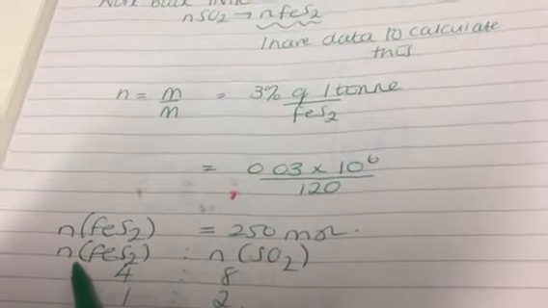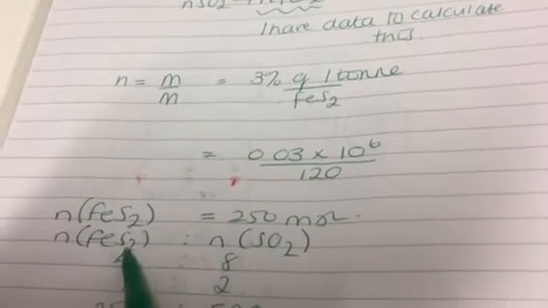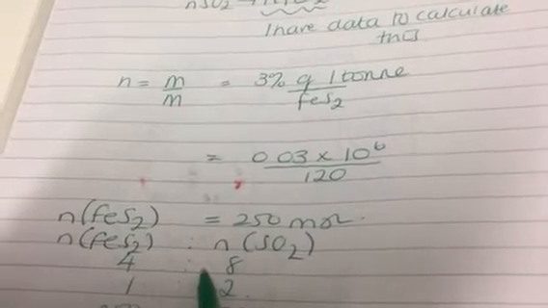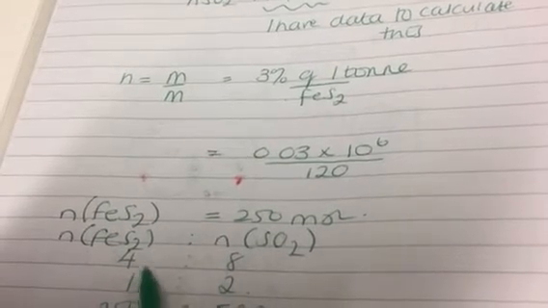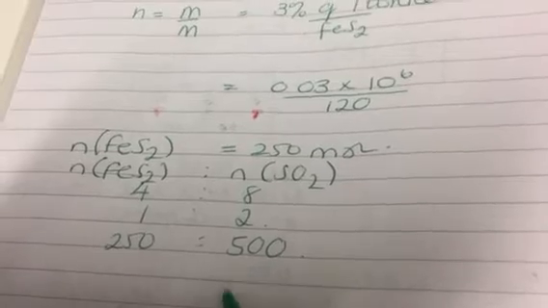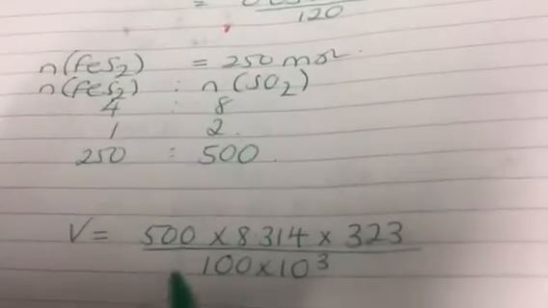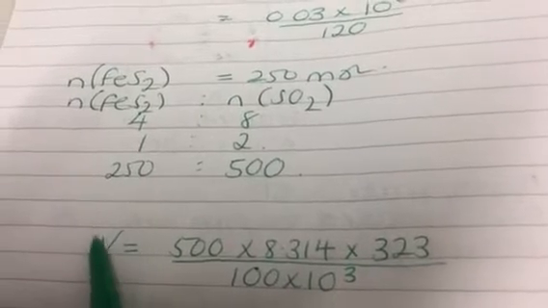If I look then at my number of moles of FeS2 to my number of moles of SO2, the stoichiometry, which I've taken from the equation, 4 to 8, i.e. 1 to 2, means that I have got 500 moles of my SO2. I now have the information, I believe, to complete the equation. We rearranged it and made V the subject.